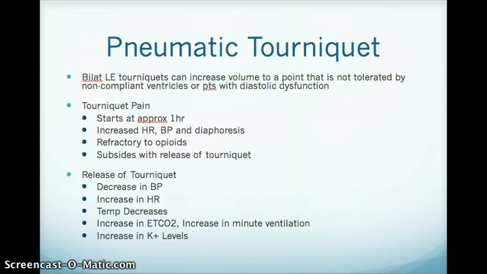Release of the tourniquet results in a decrease in blood pressure, an increase in heart rate, and a decrease in body temperature. It increases end-tidal CO2 and minute ventilation in spontaneously breathing patients. And it also causes an increase in serum potassium levels.